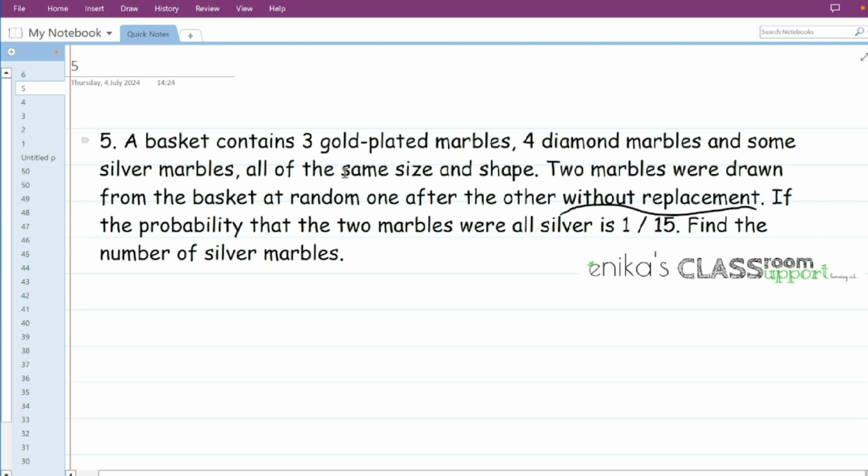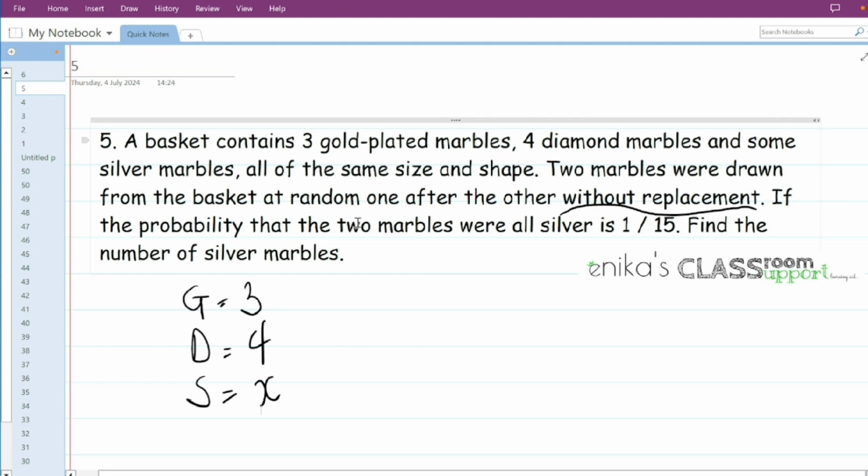Let's start to write out all the data we can get from this. A basket contains 3 gold-plated marbles. Let's represent gold-plated marbles with G. There are 3 of them. Diamond, that's D. There are 4 of them. And silver, S. There are X of them. Hence the question says some silver marbles, all of the same size and shape.